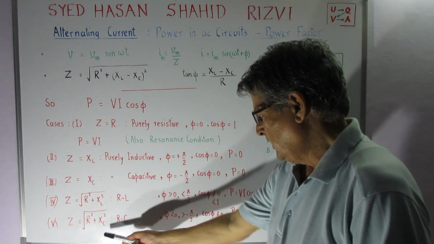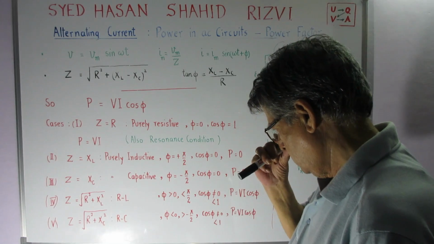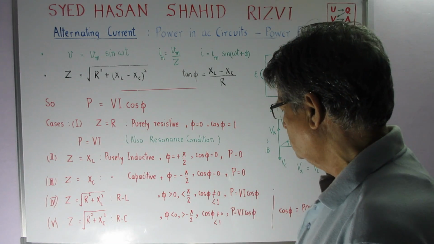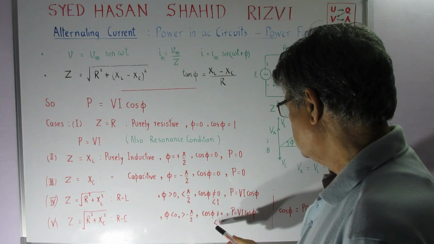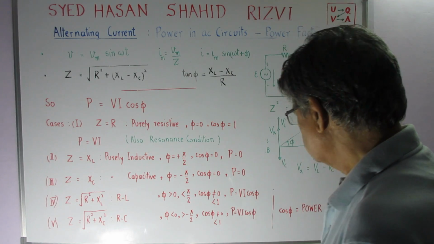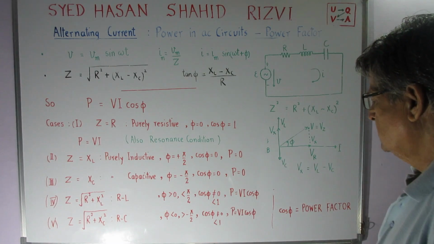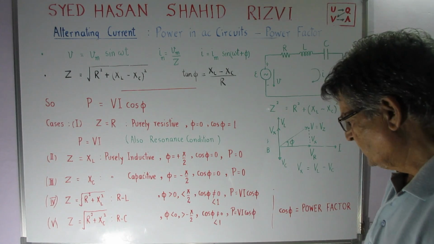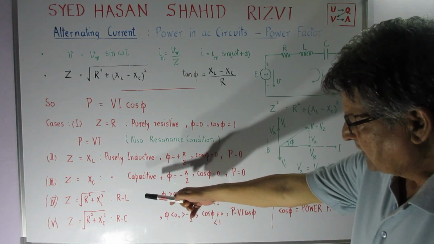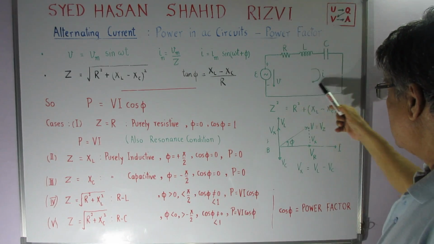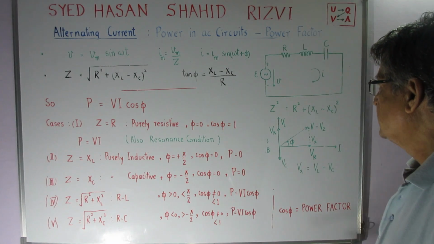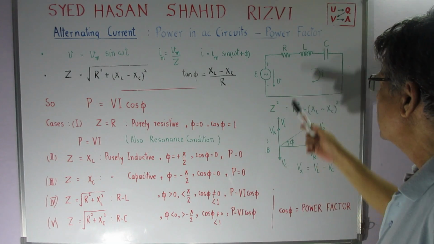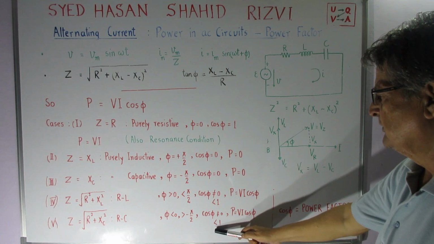In the case of a combination of R and C, phi is less than 0, greater than minus pi by 2, cos of phi is not equal to 0, is less than 1. Same thing, P is equal to Vi cos of phi, and therefore it is less than Vi, of course, because cos of phi will stay less than 1. And these circuits, RL and RC, can also arise out of an RLC circuit. When XL is greater than XC, we will get this kind of a thing, and when XC is greater than XL, in that case we get this kind of a thing.